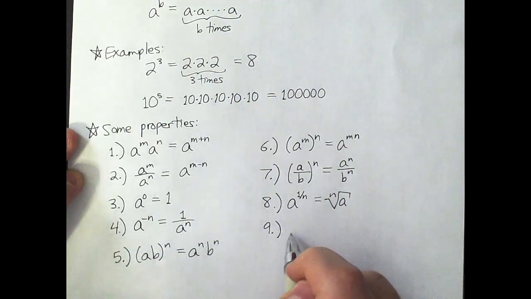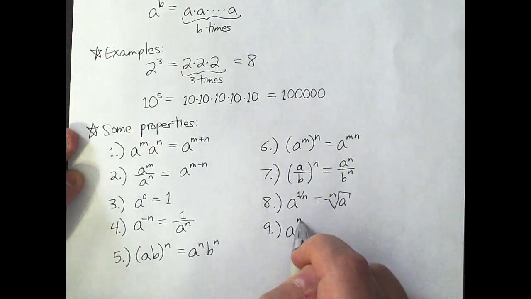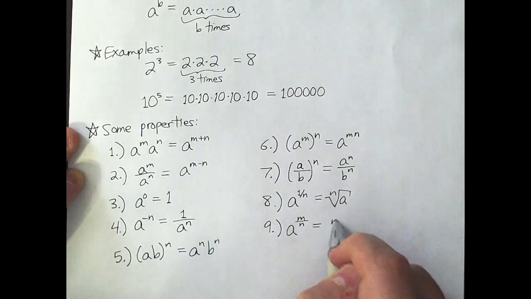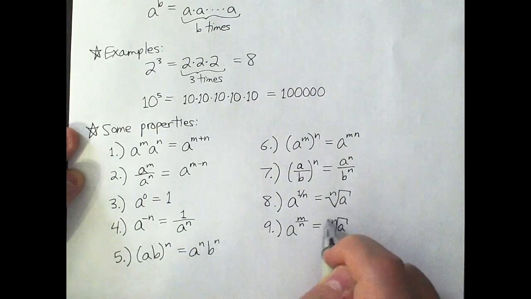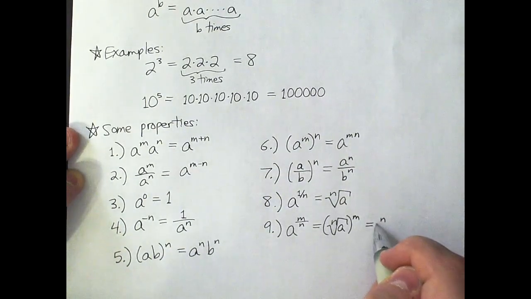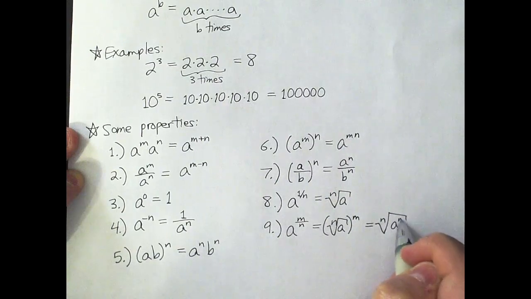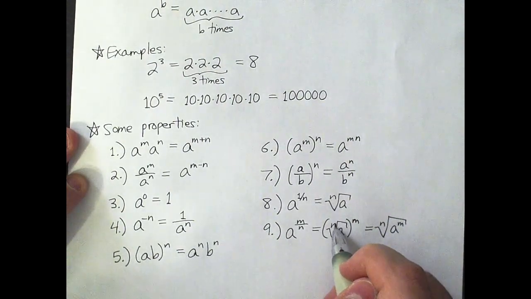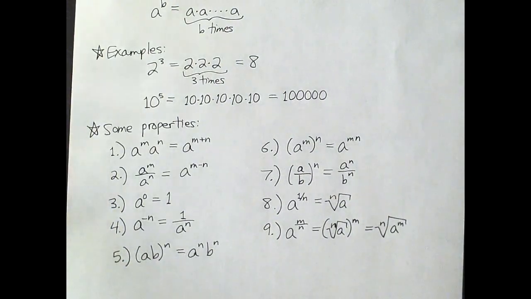All right, and then property 9 is if you have a raised to the m over n, that is the same as doing the nth root of a, raised to the m, and that is the same as doing the nth root of a to the m. All three of these things are equal to each other. And I'll show you a couple of quick examples. I don't think we're going to necessarily see examples of all 9 of these.